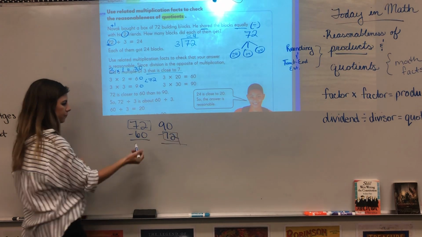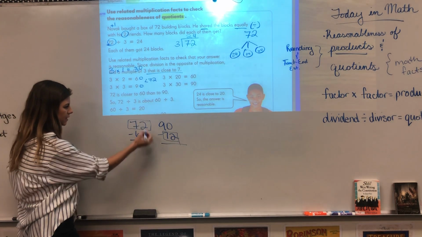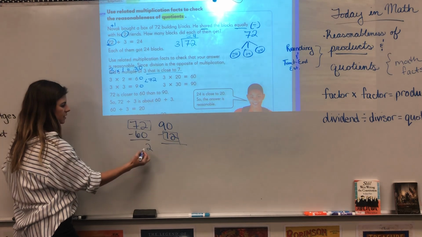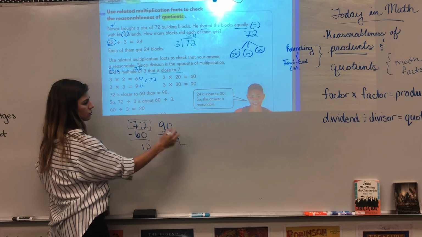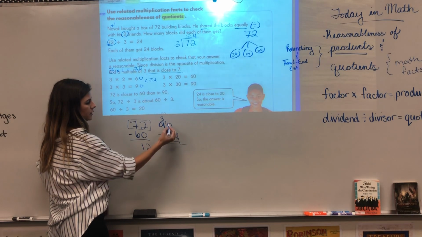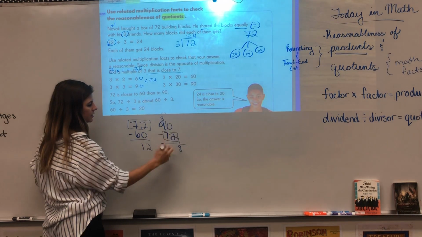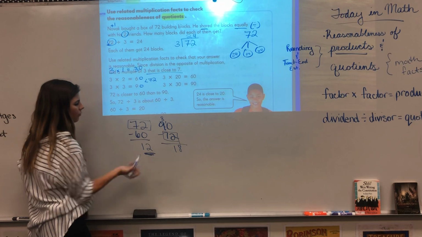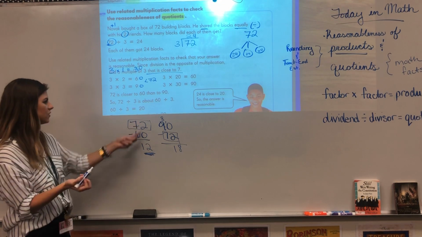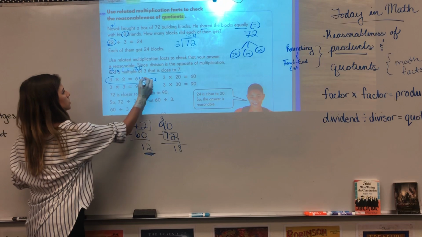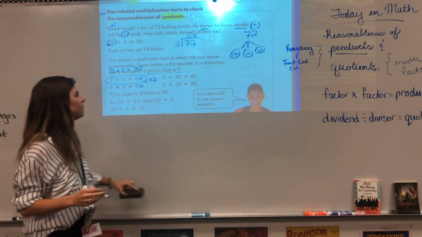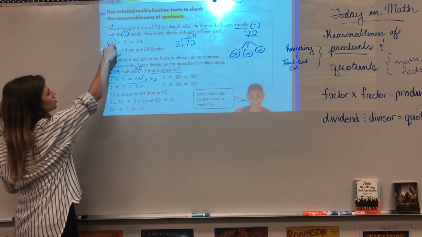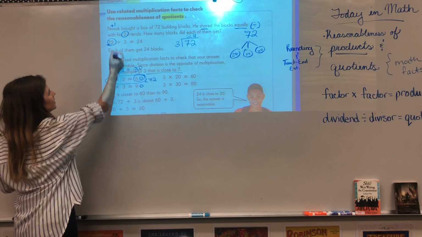72 minus 60: 2 minus 0 is 2, 7 minus 6 is 1. 90 minus 72: you can't do 0 minus 2, so you have to borrow. 10 minus 2 is 8, 8 minus 7 is 1. So 12 is less than 18, so we know that 72 is actually closer to 60. So we're going to use this math fact now. Instead of 72, we're going to say 60.